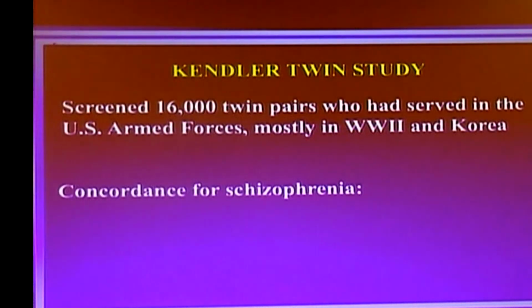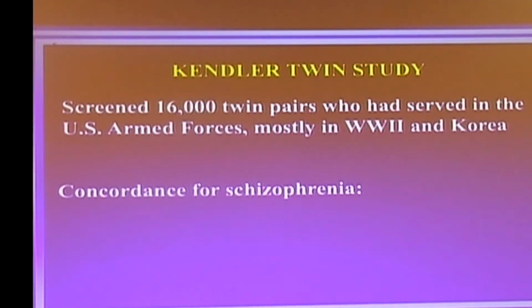So he did this study. This is in the same talk, where he's presenting his data: 16,000 pairs of twins, studied for concordance and schizophrenia. And he's concluding that schizophrenia is mostly, if not all, genetic. So what was his concordance rate?